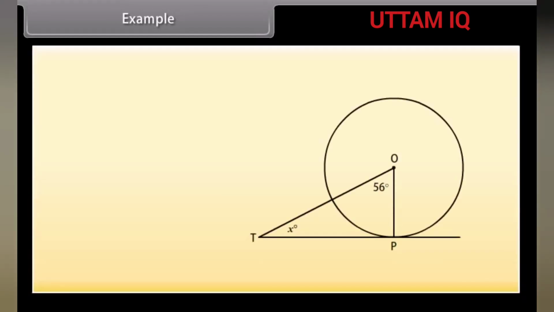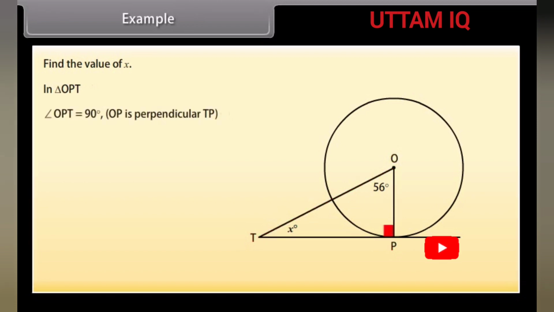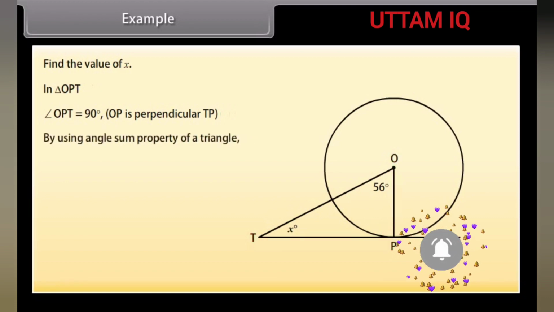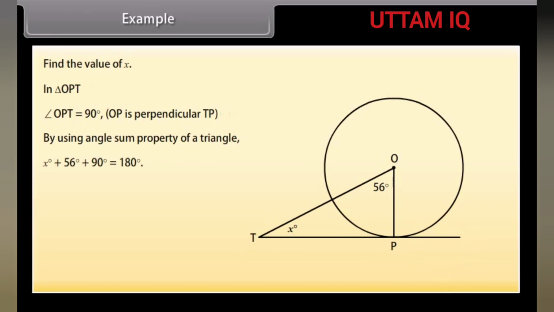Example. Look at the figure given. Find the value of x. In triangle OPT, angle OPT is 90 degree because OP is perpendicular to TP. Also, by using angle sum property of a triangle, we can say that x degree plus 56 degree plus 90 degree is equal to 180 degree, which is x plus 146 degree equals 180 degree. Solving this, we get x as 34 degree. Hence, the value of x is 34 degree.